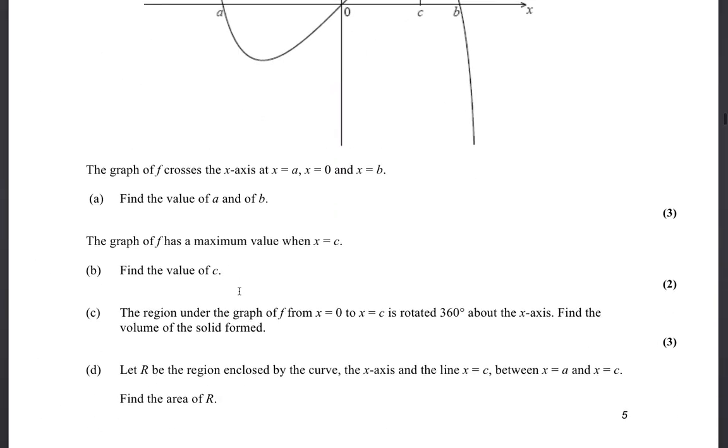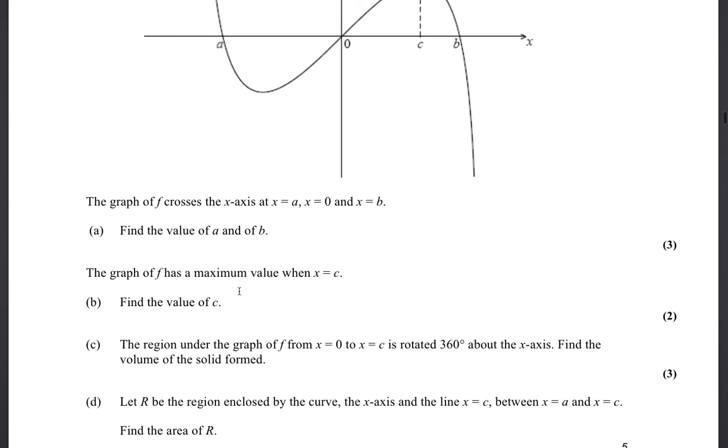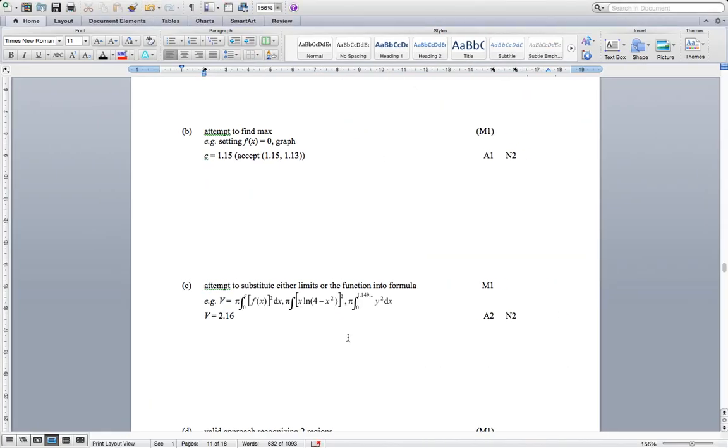Okay, and the last part: let R be the region enclosed by the curve, the x-axis, and the line x equal to c, between x equal to a and x equal to c. Here I think you're supposed to find this part and then this part. So that is the integral a to 0 of f of x dx, and that you have to put in modulus, isn't it, students? Because this part is below the x-axis, and then the integral 0 to 1.15 of f of x dx. So let me show you the expression.